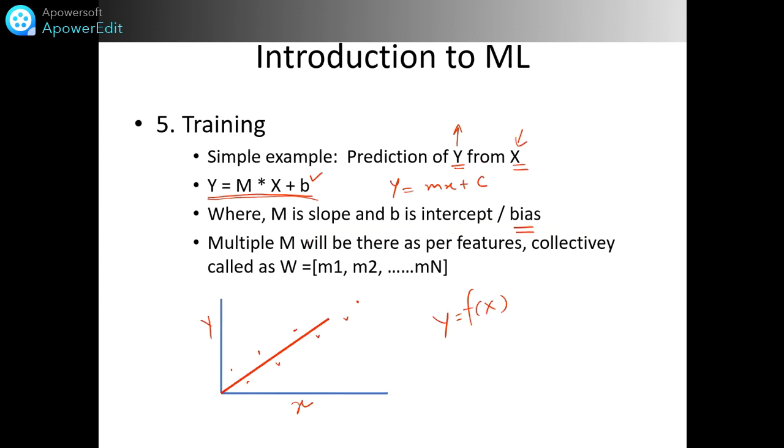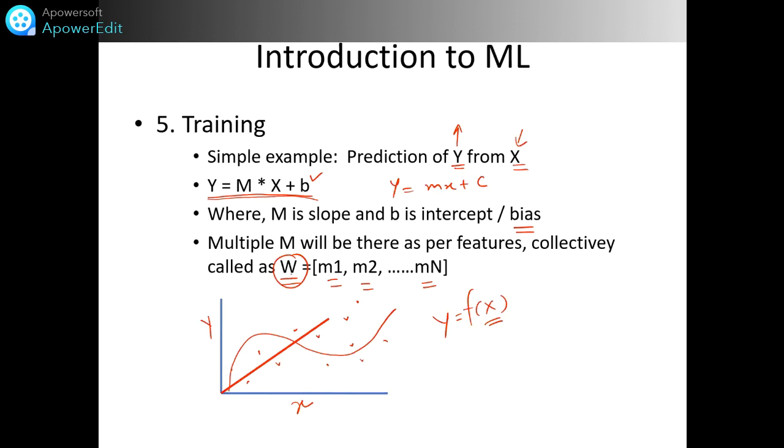If multiple m's are there, as per the number of features, collectively we can call them w. This w representation you will see in almost all machine learning algorithms, because for each variable a different slope is there. It is just a simple case, where we consider only one feature or one input, so we can easily model it with a line. Or, say some non-linear trend is there, so we can also use non-linear regression, which means we can do curve fitting as well.